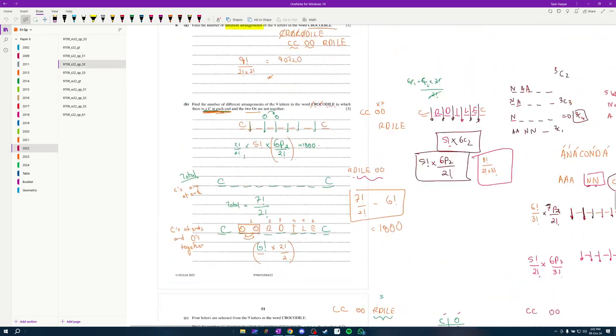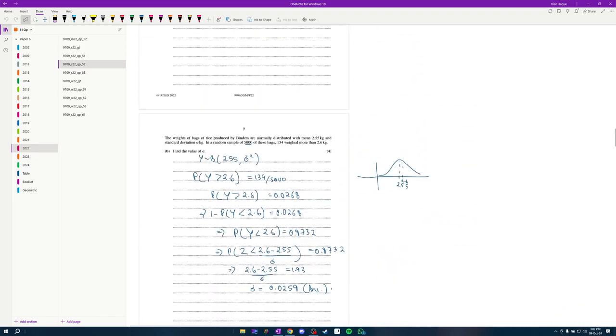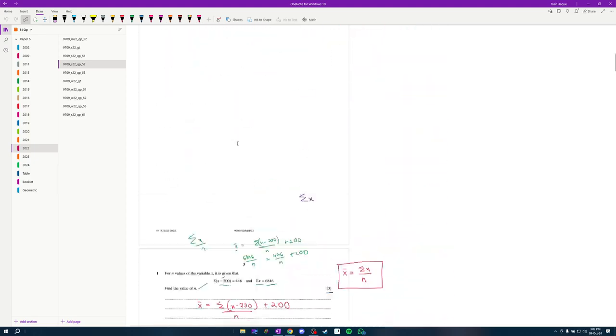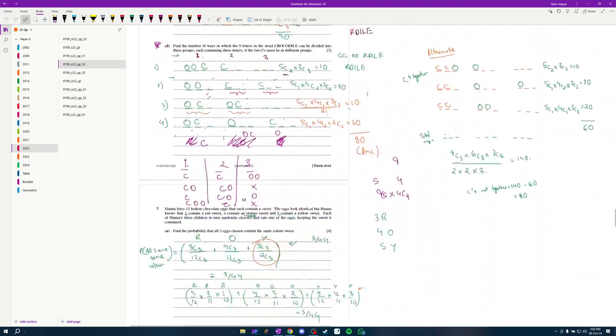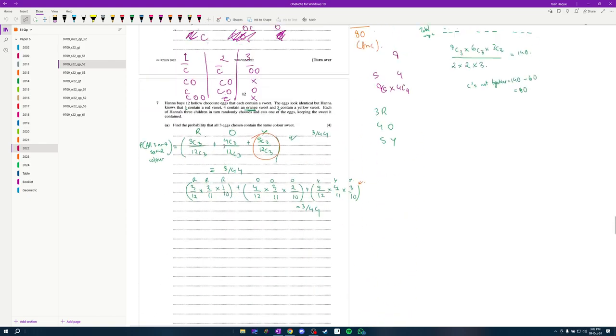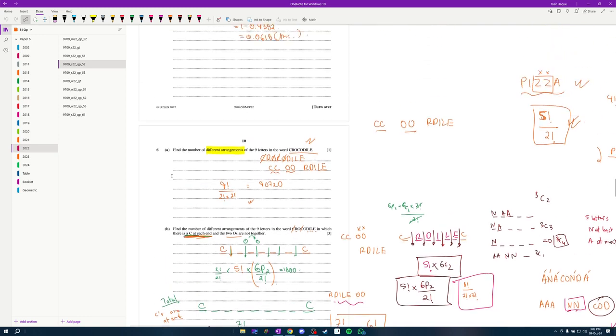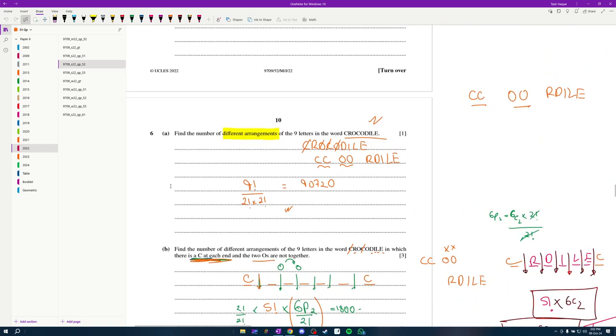Next, moving on to Major 2022 Paper 52. This was a hard sum actually. The sum over here, we have the word crocodile. You have C C O O R D I L E. I wrote the word like that. All arrangements. So, you have 1, 2, 3, 4, 5, 6, 7, 8, 9 letters divided by 2 repetitions. 2 factorial for C times 2 factorial for O. 90720.